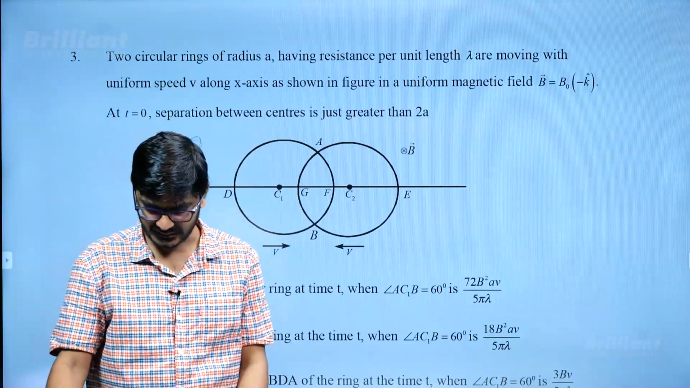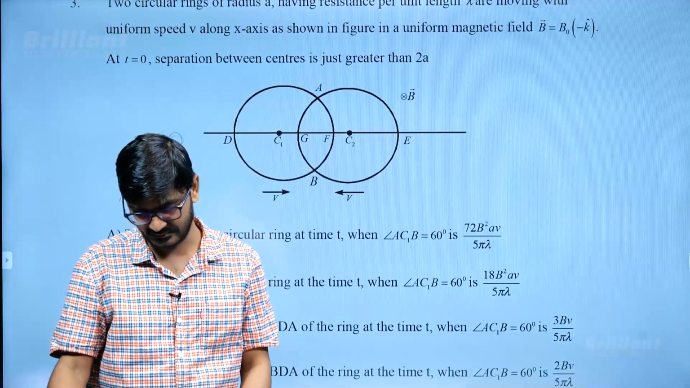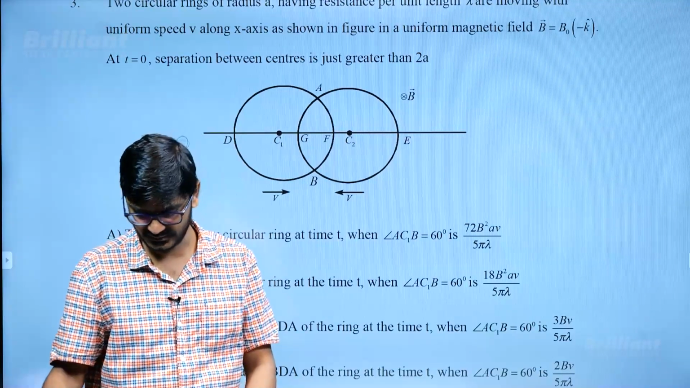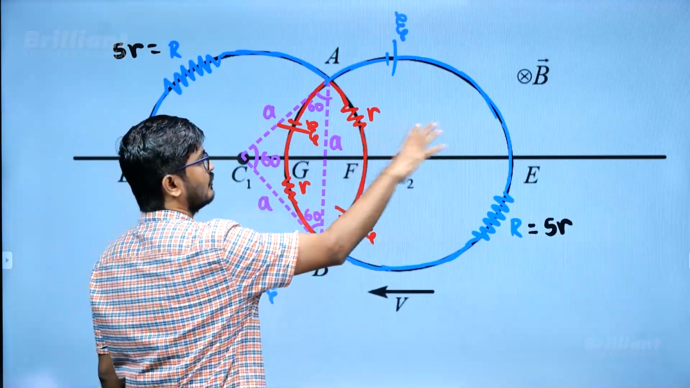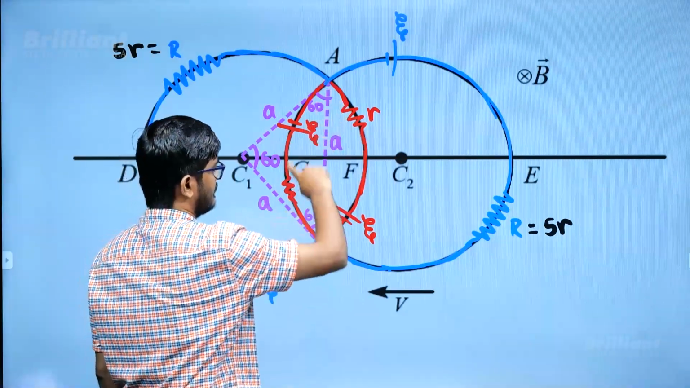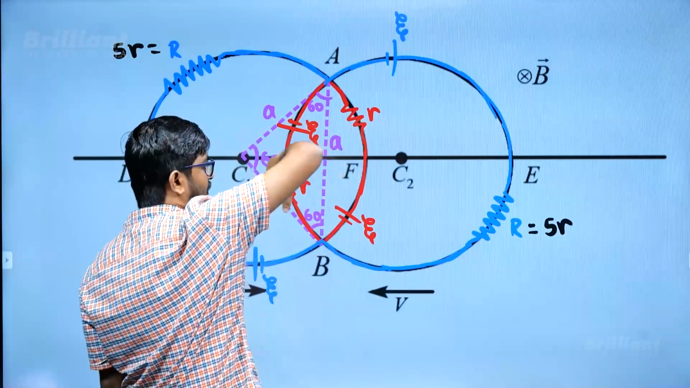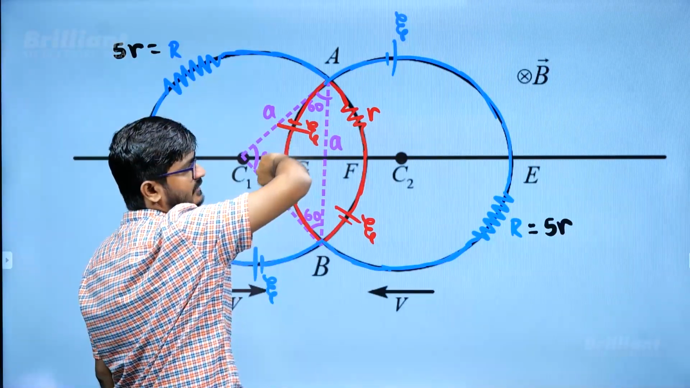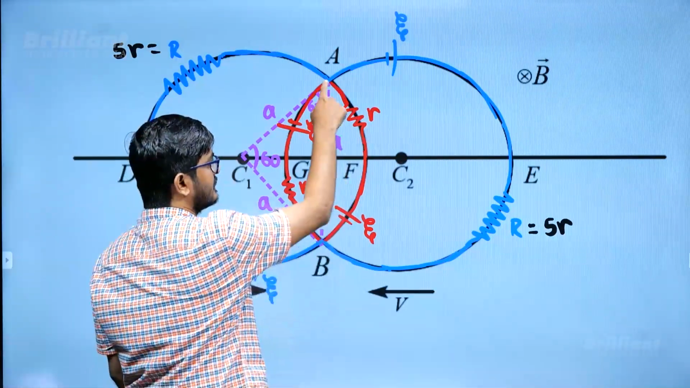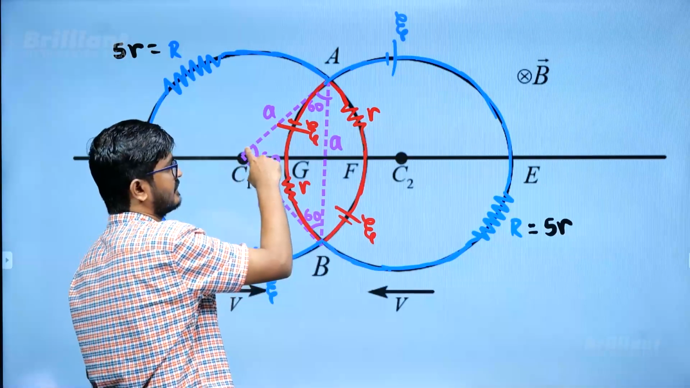We need the force on any circular ring at time t and the current in BDA. Okay, we can find the current in BDA first. So what is going to happen? Let me show you the figure. Magnetic field is into the board, so when a loop is moving, if I want to find the EMF induced in this part of the circle, I can take the effective length. It's like V bar cross B bar, so the magnitude will be V bar cross B bar dot DL bar, or VB into this length. What is this length? This length is going to be A according to the given information, right?